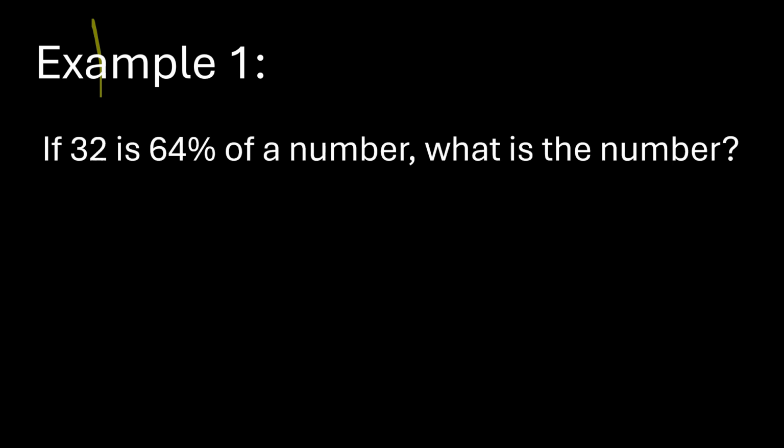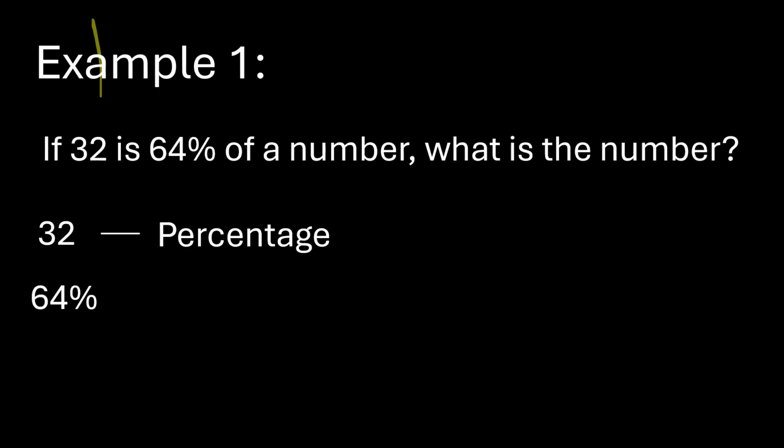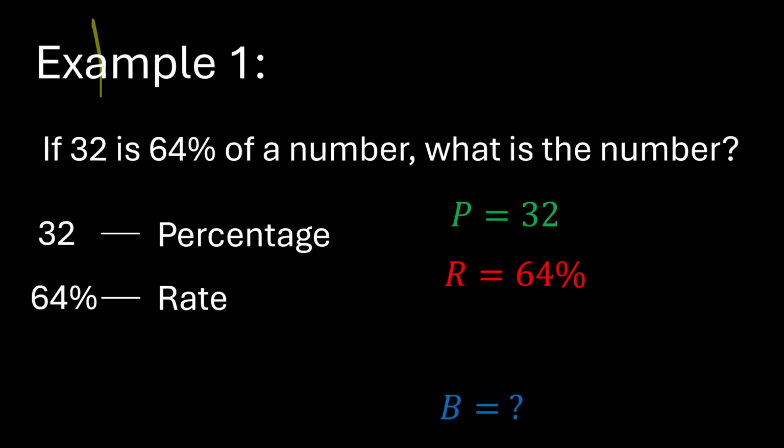Let's try a problem. If 32 is 64% of a number, what is the number? The first thing we should do is identify the given values. The problem says 32 is 64% of a number. Ask yourself, is 32 the whole amount? No, it is only part of the amount. Therefore, 32 is the percentage. Next, 64% is clearly the rate because it has a percent sign. The unknown number is the base. Now we have percentage equals 32, rate equals 64%, base equals unknown.